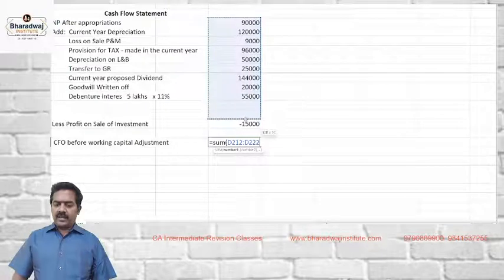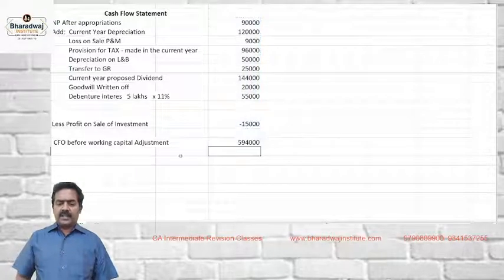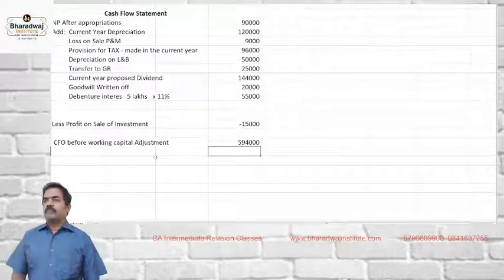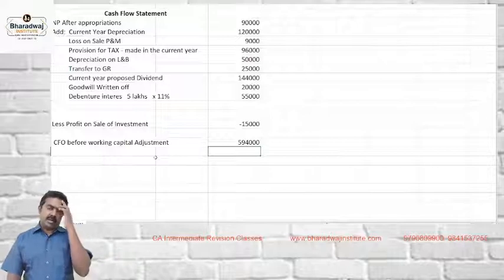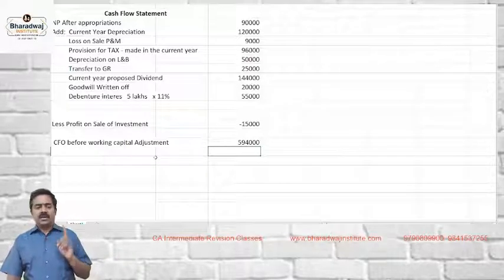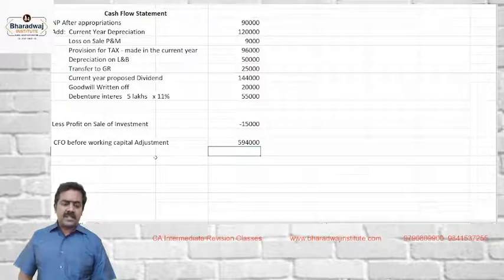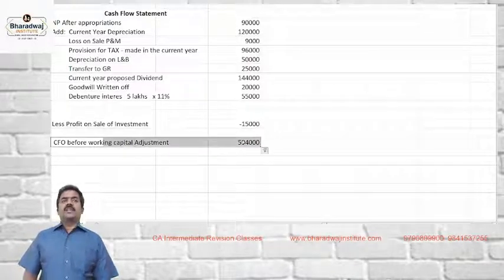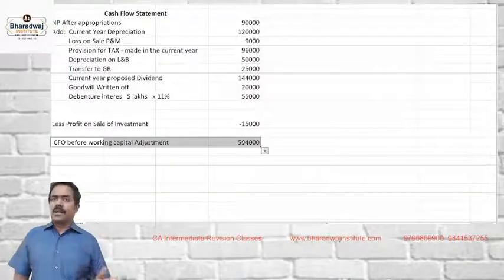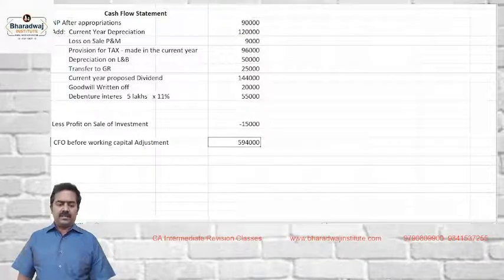In this problem, why are we not taking premium on redemption? That was not charged in which account? That was not charged in P&L account. That is shown in the asset side. Why are we adjusting the profit on sale of investment? It is clearly given that this profit on sale of investment has been credited to which account? P&L.